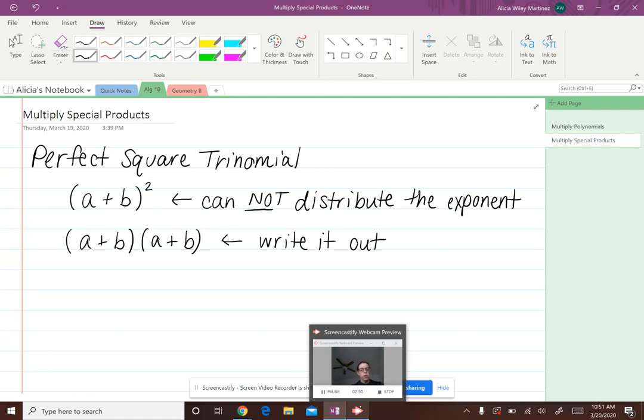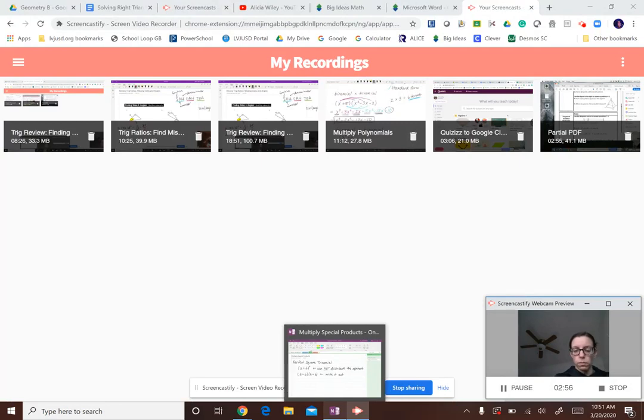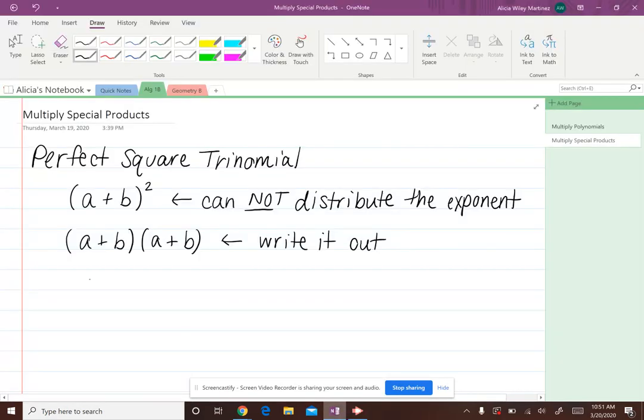So then from here, we can just FOIL, right? Foiling, remember, if you want to draw the arrows, you can. If you don't want to, that's fine as well. We're going to multiply the first terms together. That's going to give me a squared. We're going to multiply the outside terms together. That would be positive ab. Going to the other part of the distribution, we're going to multiply the insides, b times a, also ab. Make sure you write it as ab and not ba.